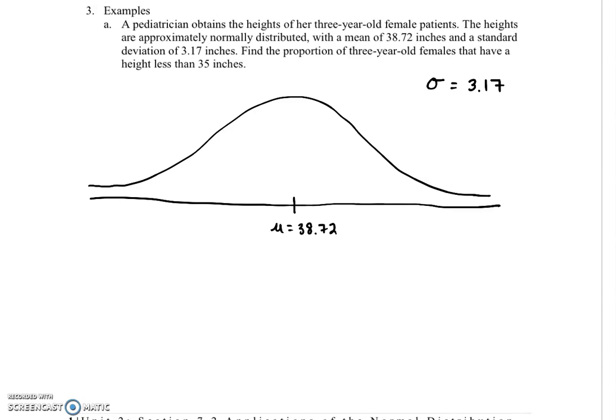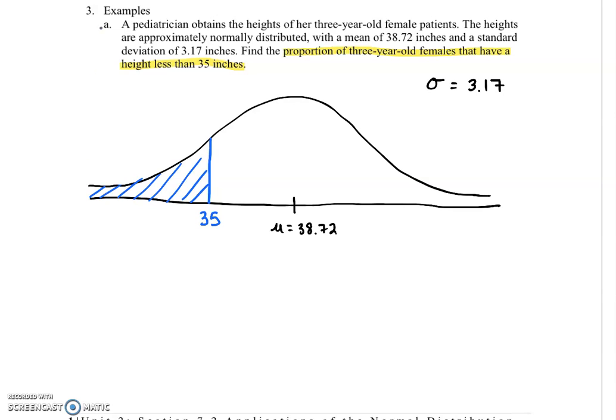So it says, find the proportion, remember that's another name for area in this case, of 3-year-old females that have a height less than 35 inches. So 35 is smaller than our mean, so we're just going to put a line over here on the left side somewhere and label it 35. And we need less than, so that means we're going to shade this area.